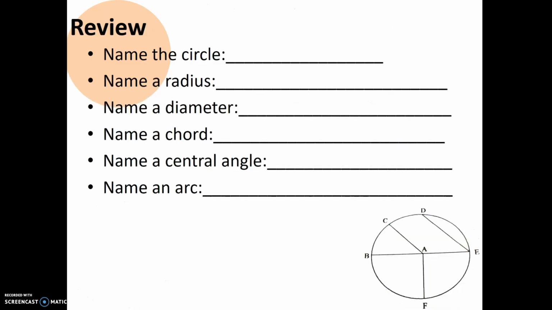All right, if we're going to look at this circle down here on your notes, if we want to name the circle, we're going to name the circle for that center point right there. So this is circle A. And now let's name a radius. There are several. We could name this guy right here, which would be line segment AE. This guy right here, line segment AC, line segment AF, AB. Oh my goodness, there are so many. So go ahead and write those down in your notes.